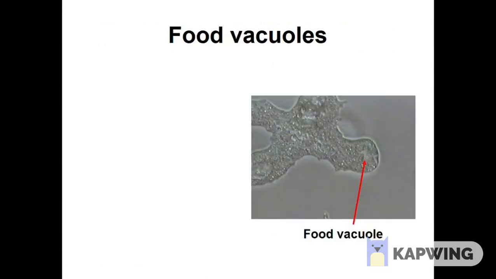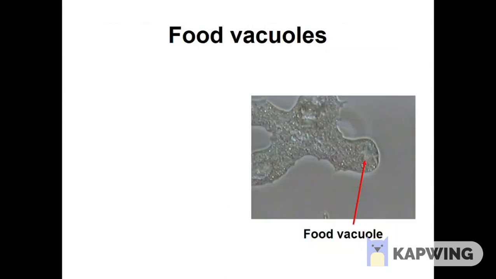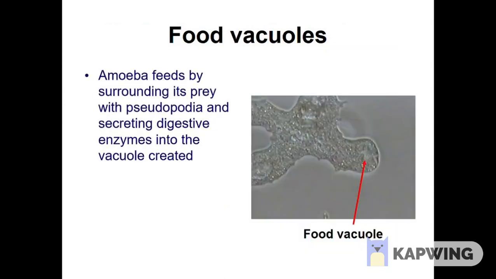Okay, this is the picture of a pseudopodia, and here is a food vacuole. Once the pseudopodia covers the prey, this is how a food vacuole will look, and the digestive enzyme will get poured into the food vacuole so that the prey gets digested and the cell can use it whenever it's required.